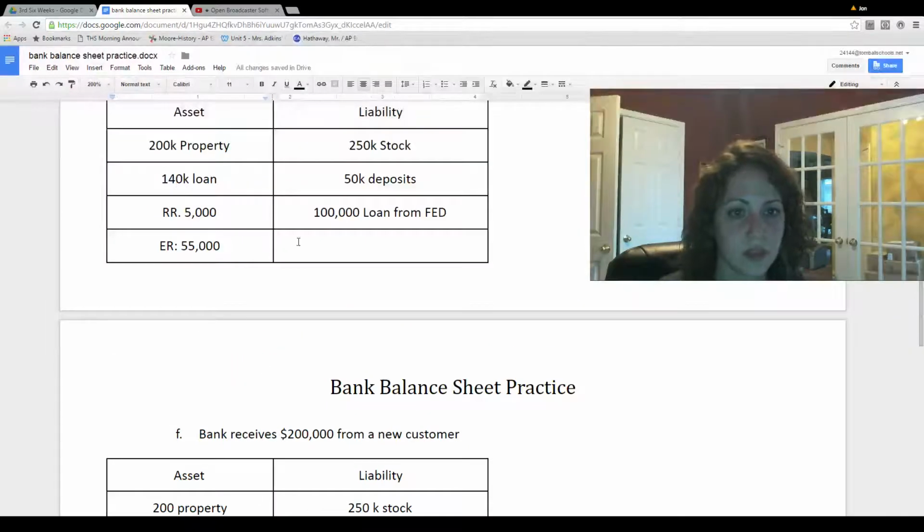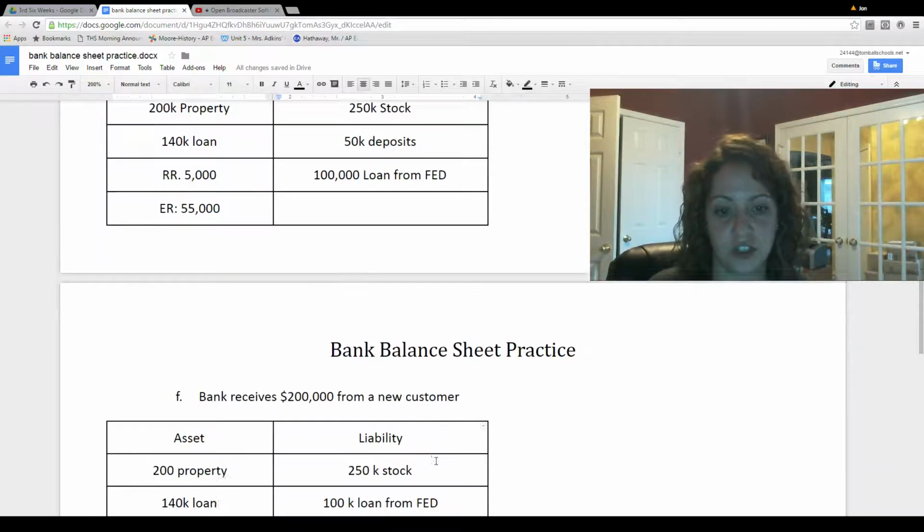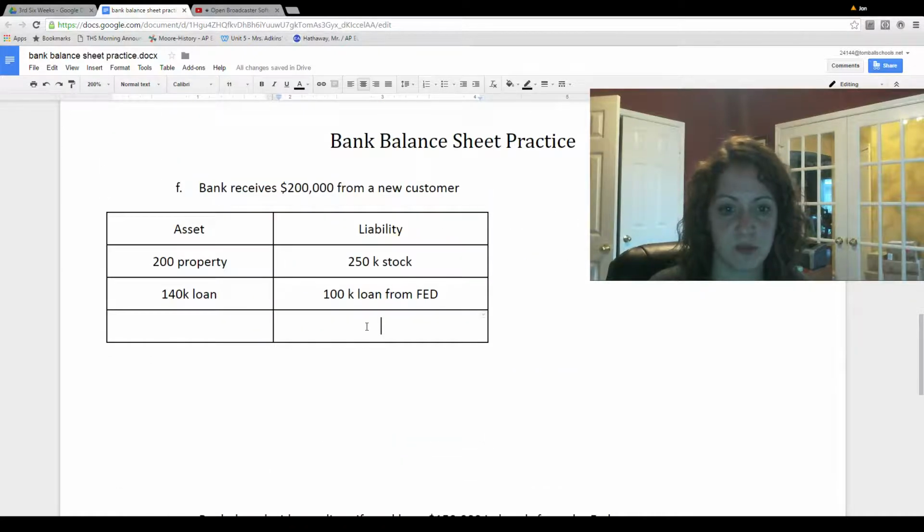Okay, that seems to be right, because we're changing deposits here. The bank receives $200,000, so we're going to be changing deposits, which means we're going to be changing required reserves and excess reserves. So everything that has not changed, we have brought down. So let's now talk about the stuff that has changed. We had $50,000 in deposits before, and now they're depositing $200,000. So we have $250,000 of deposits.